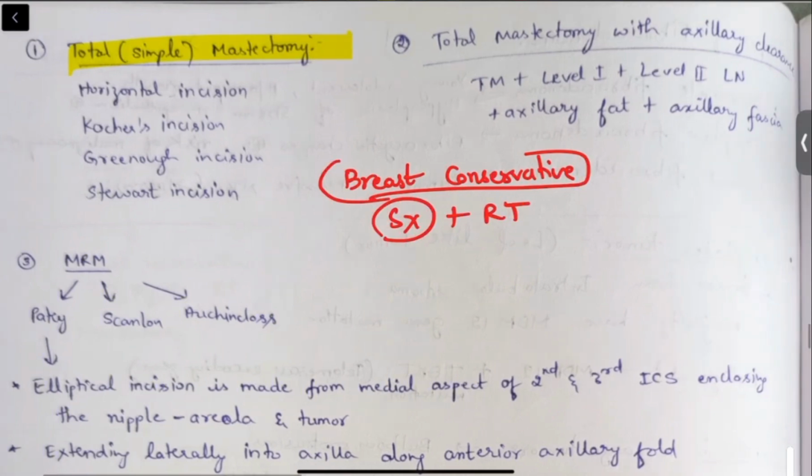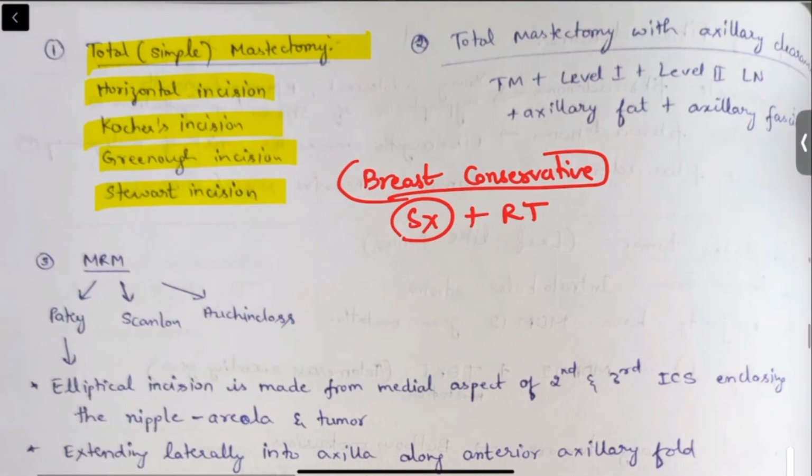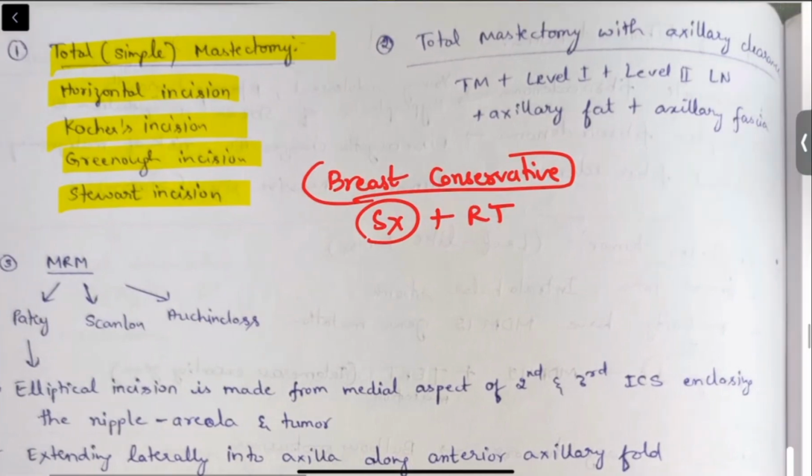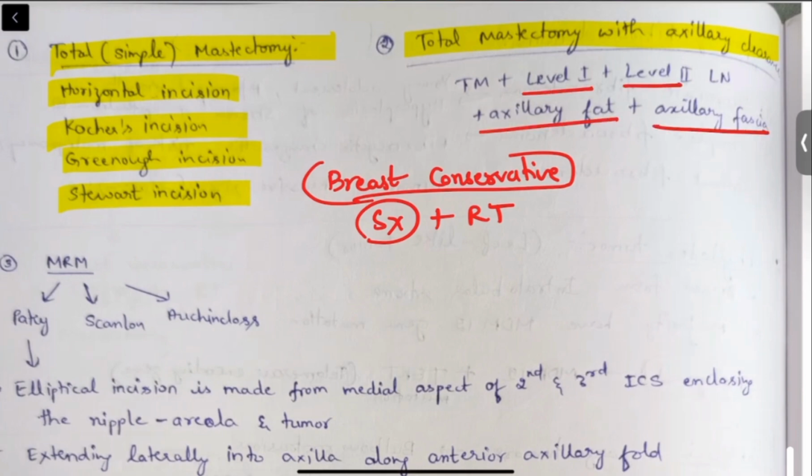First one being total or simple mastectomy, in which we give a horizontal incision, a Kocher incision, a Greenough incision or a Stewart incision. Basically, simple mastectomy means just removal of breast. Next, total mastectomy with axillary clearance. This includes total mastectomy, that is removal of breast tissue, along with removing level 1 and level 2 lymph nodes, axillary fat, and axillary fascia.